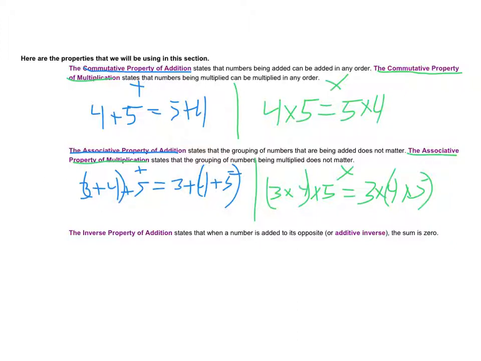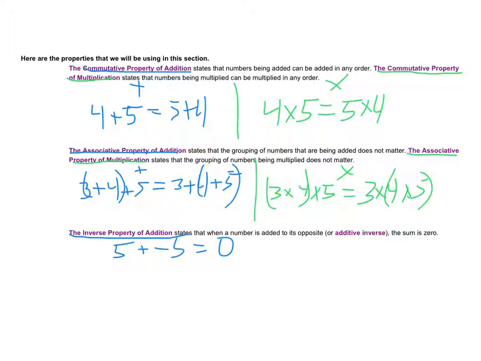The last one for this slide is the inverse property of addition. If I take a number and I add its opposite, or its additive inverse, the sum that I get is 0. To find the additive inverse, I change the sign. So the additive inverse of positive 5 would be negative 5. If we add those two together, I would get 0.